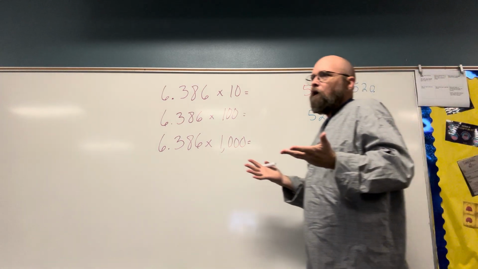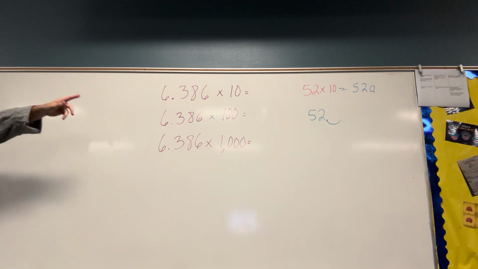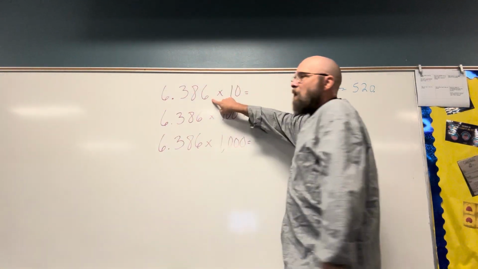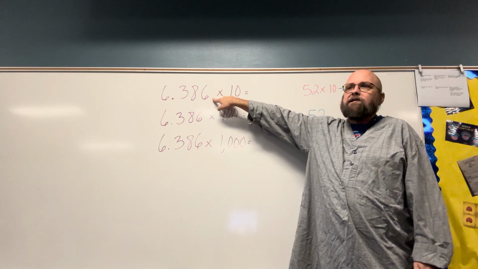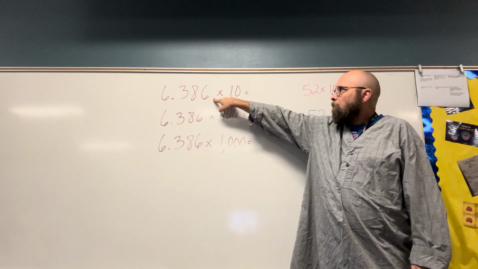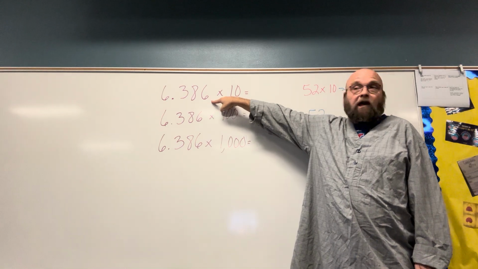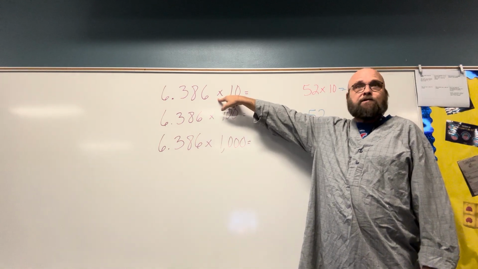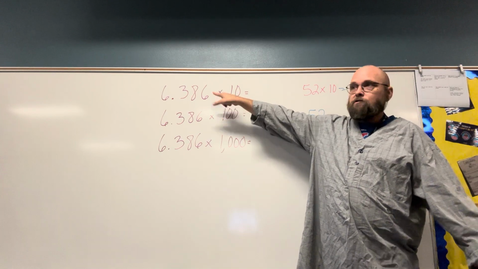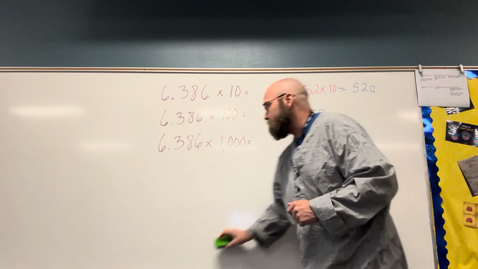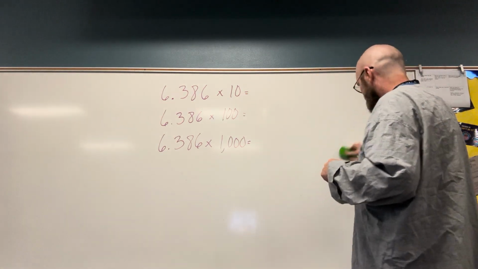So while what you were taught is true, if I just added a 0 to the back of this, does that change the value? No, it does not change the value at all. I have 6 and 386 thousandths. If I add 0 ten thousandths, that's not going to change the answer at all.